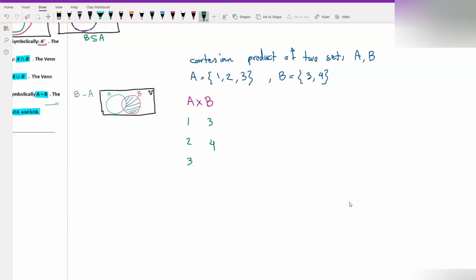Now finding the product, starting from left, we have 1 goes to 3, 1 goes to 4. 2 goes to 3, 2 goes to 4. 3 to 3, and 3 to 4. Now I'm going to write all these. So it's 1, 3.